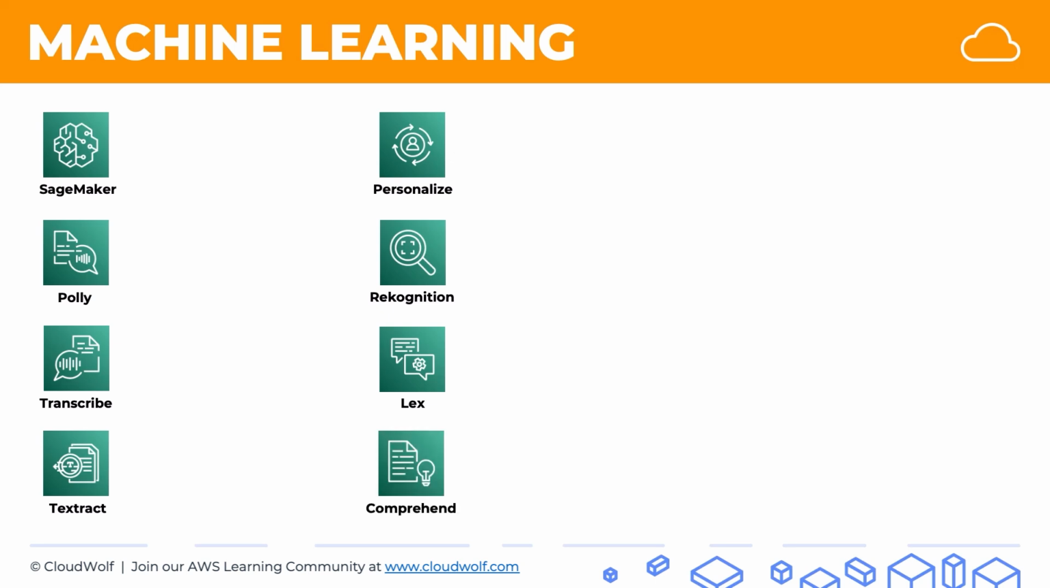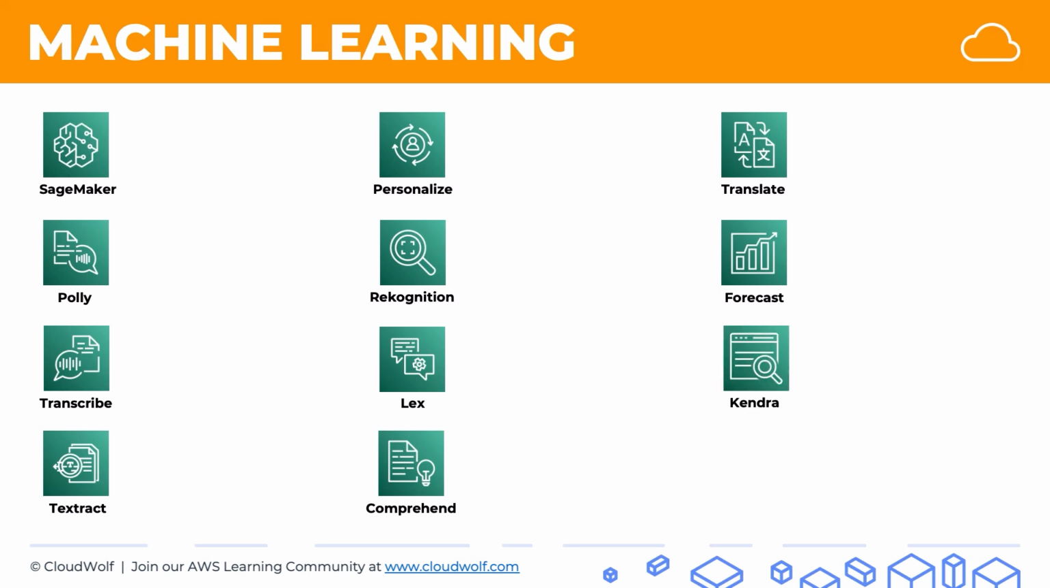Then we have Comprehend, which is an NLP service for discovering insights and relationships in text. So to remember, Textract helps you extract text from images or scanned PDFs and so on. Comprehend helps you understand that text and what sentiment it has and basically what's happening in that text. Then we have Translate, which is self-explanatory. We have Forecast, which is a time series forecasting service. Again, very straightforward for predictions and business planning.